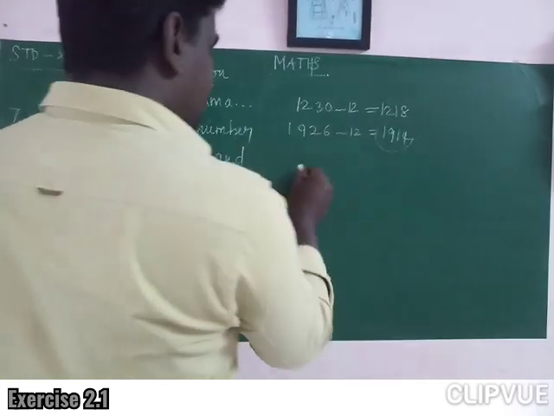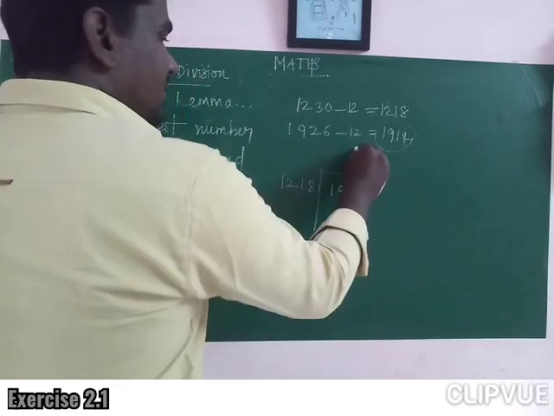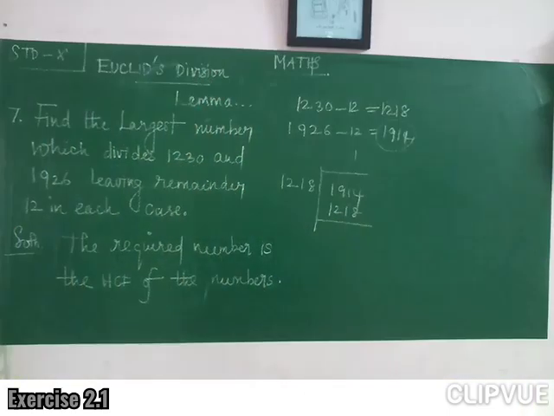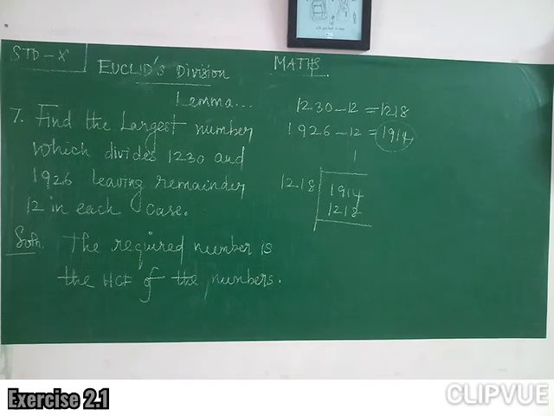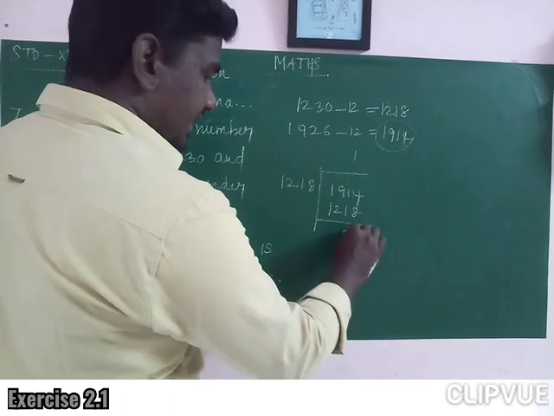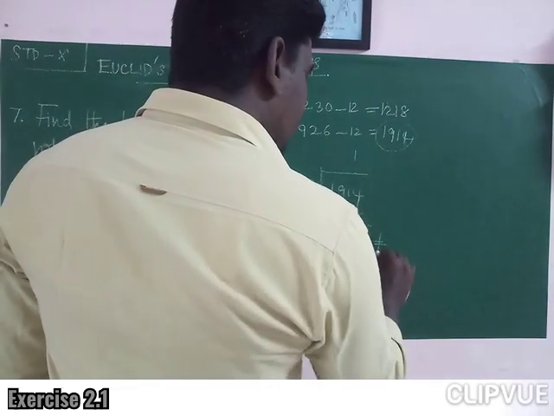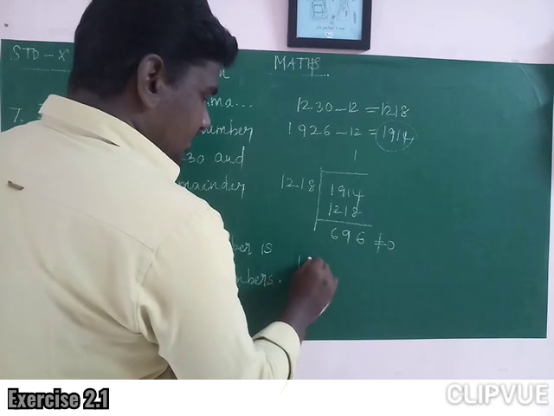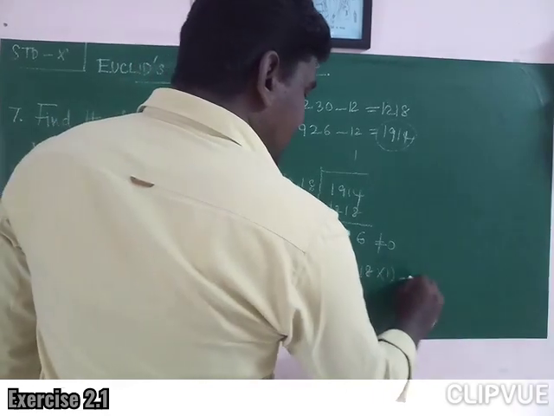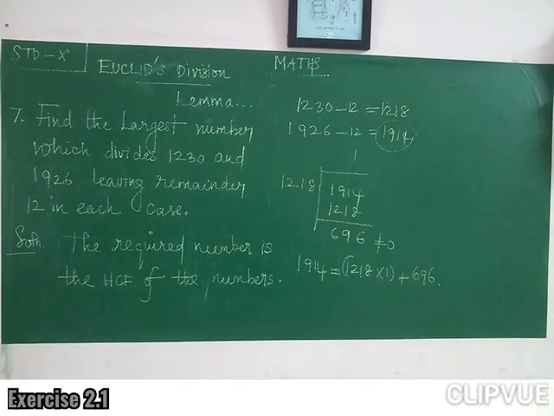So this is the biggest number, so I am going to take it as the dividend and the smaller one will be the divisor. Only one time. 1218. 14 minus 8 is 6. 10 minus 1, 9. 8 minus 2, 6. 696. It is not equal to 0. So 1914 can be written as 1218 into 1 plus 696.